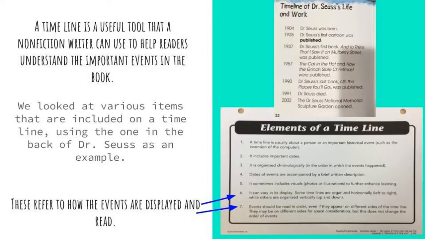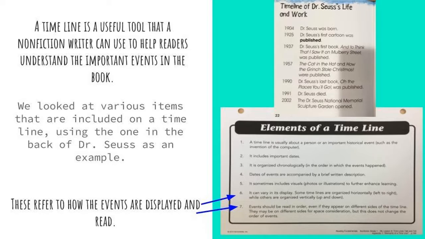We looked at various items that are included on a timeline, using the one in the back of Dr. Seuss as an example. If we take a look back, we also know that they can have varying display and the events should be read in order. So, if we think about the timelines that we see on this page, they're done in chronological order. So, it's important to understand their life and the events that happened that led from one thing to another.